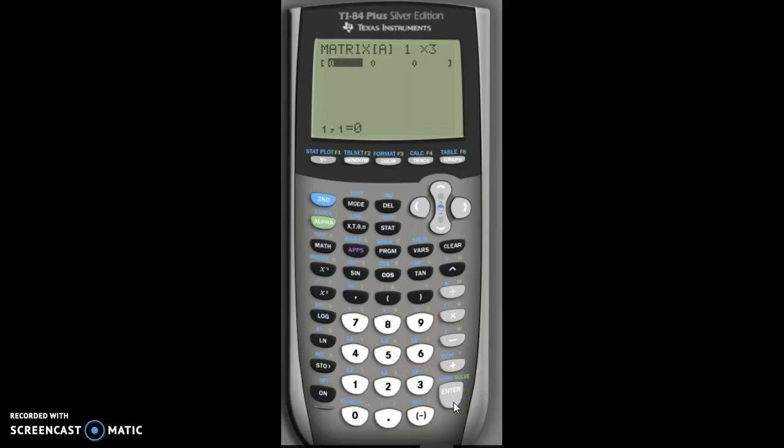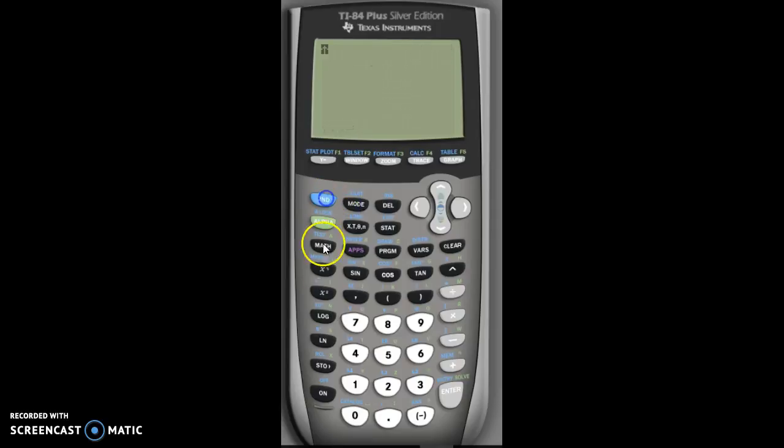And my initial state matrix would be 0.42. The next one would be 0.48. And the next one would be 0.1. Then I'm going to get out of there. I'm going to hit second quit.